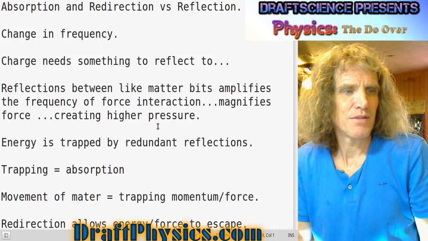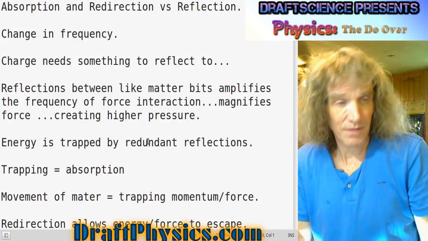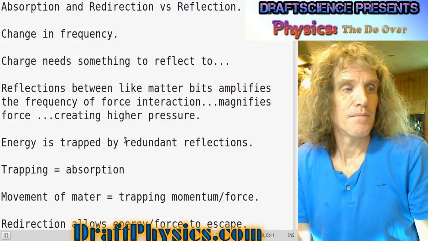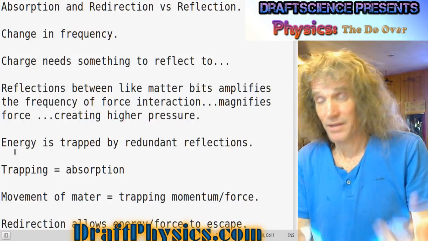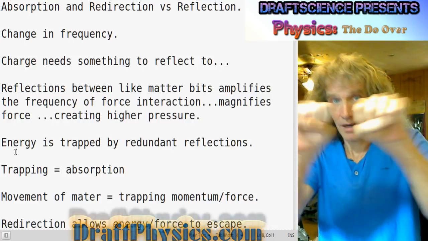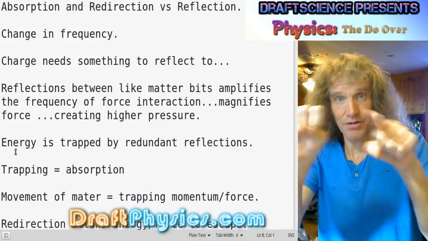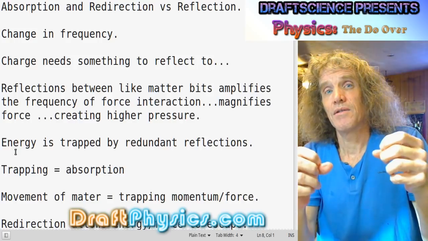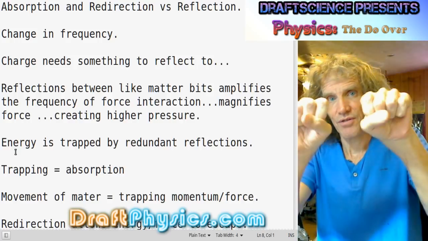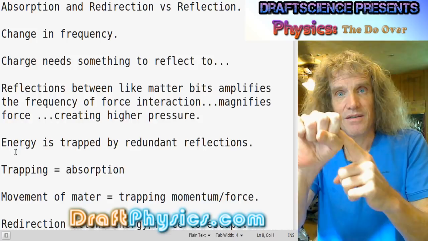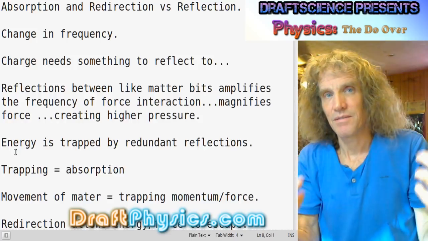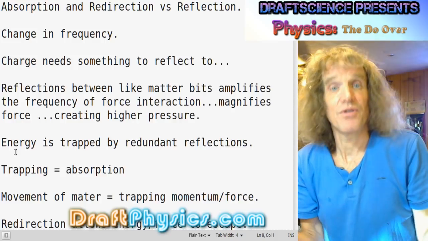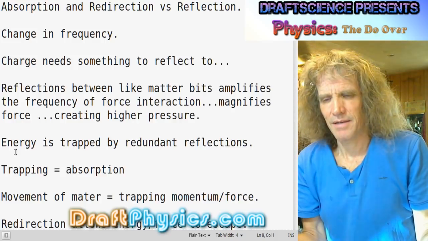Alright, reflections between like matter bits amplify the frequency of the force interaction, so that's just the stuff between. It magnifies force, so it's just a way of increasing energy by proximity. So you increase the energy between something, you trap it, and so you haven't really created energy. You have to sort of understand that by trapping energy, you increase its potential. There's no increase in potential. Wrong way to say it.